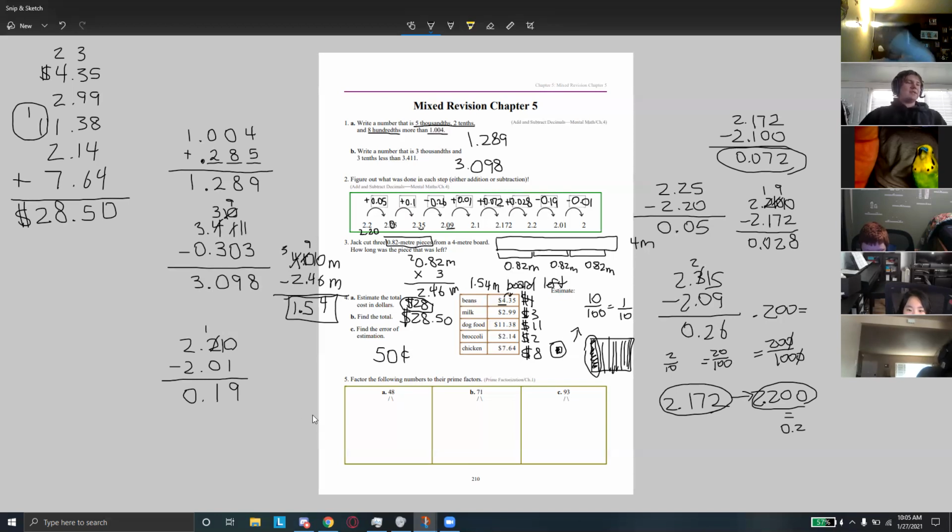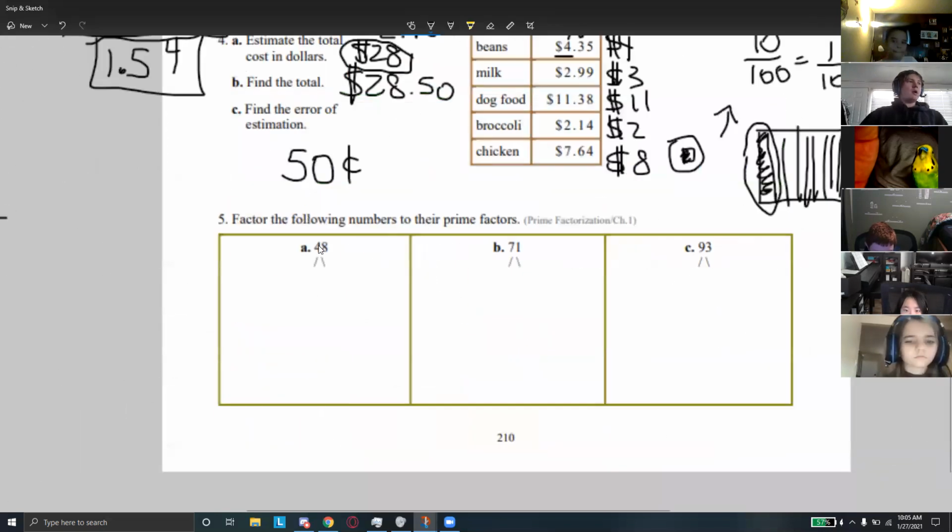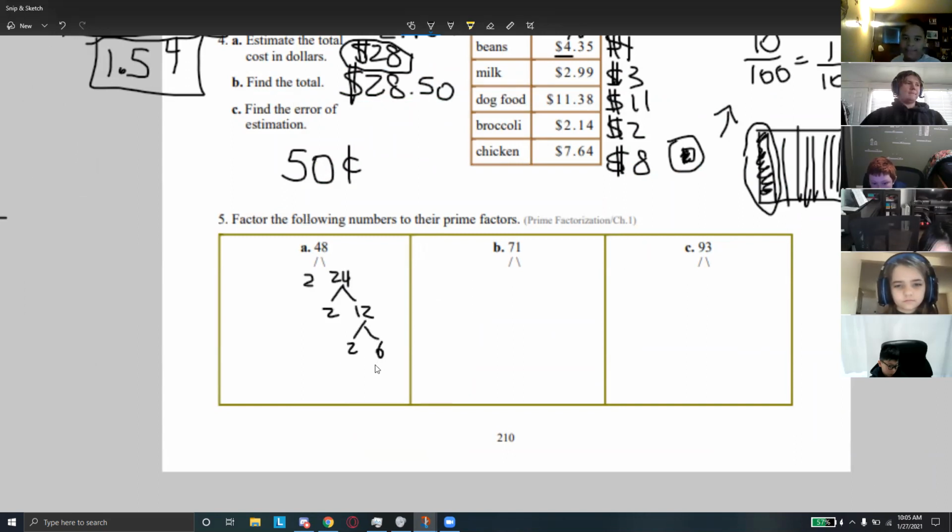Factor the following numbers into their prime factors. Oh boy, that means we're going to have to find numbers that can't be divided into. Well, 2 and 48. 2 goes into 48 how many times? 24 times. Great. What about 2 here? 2 goes into 24. Yeah, 2 and 12. 12. And then it's going to be 2 and 6. And then it's going to be 2 and 3.